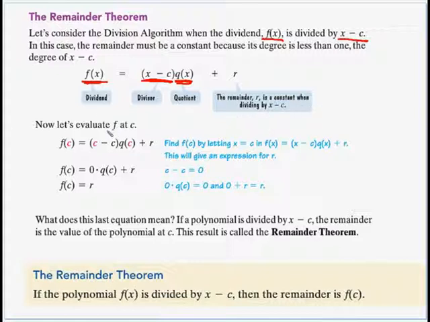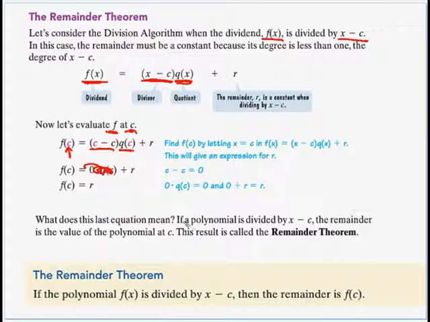Now let's evaluate the function f at that point c. If I plug in f of c, c goes in for all the x's, so this term becomes c minus c times whatever this is, q of c, plus r. Well, c minus c turns into a 0. 0 times this q of c wipes it all out, so we're left with r. f of c is equal to r.